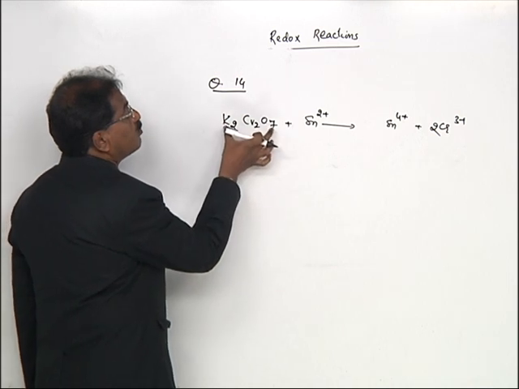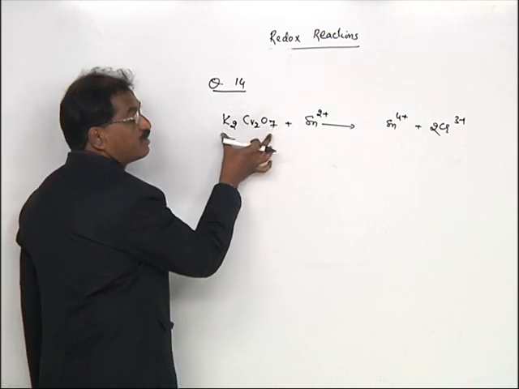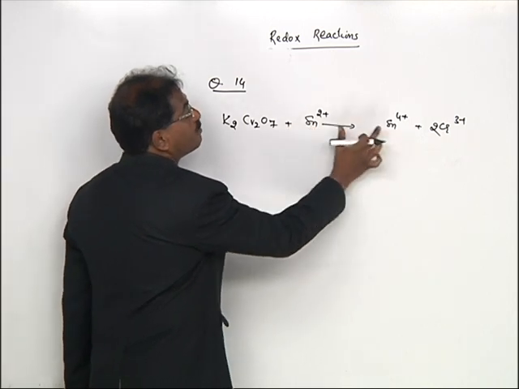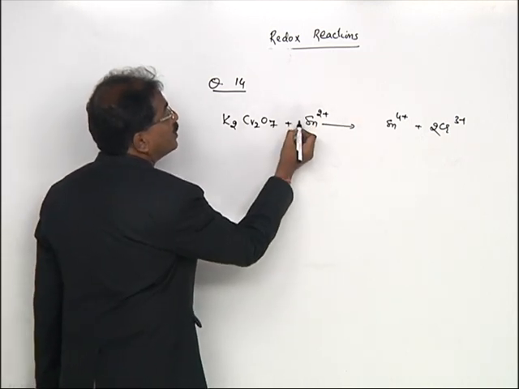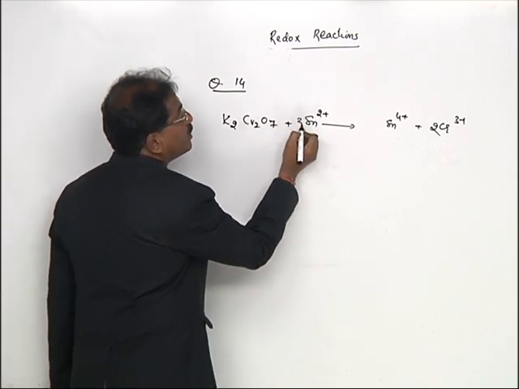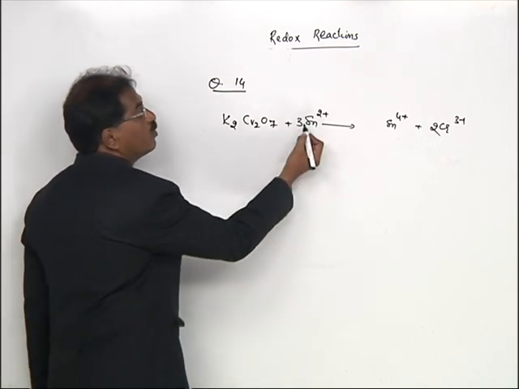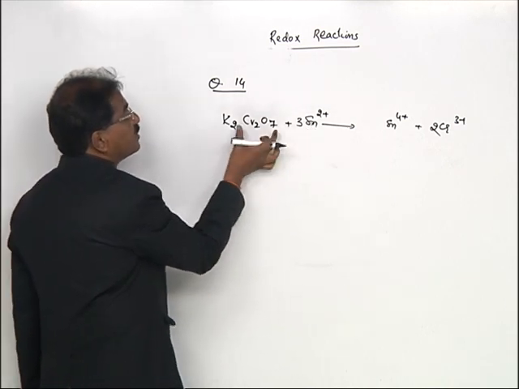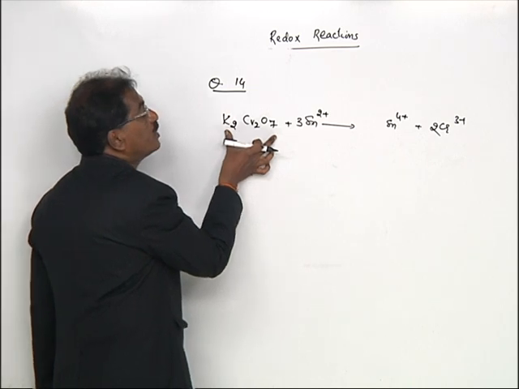See here, 1 mole of K2Cr2O7 requires 6 moles of electrons. But here 1 mole of Sn2+ supplies only 2 electrons. Therefore, in order to adjust the electrons being exchanged, put 3 here. If you take 3 moles of Sn2+, 3 moles will supply 6 electrons. All those 6 electrons will be absorbed by 1 mole of K2Cr2O7.